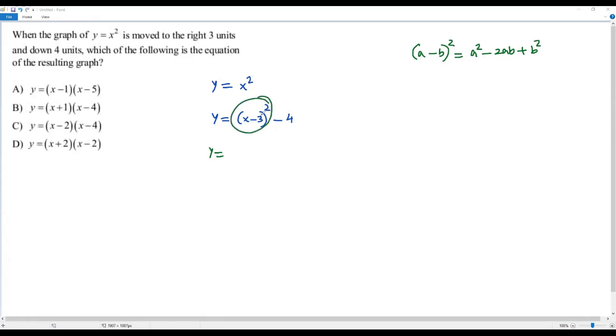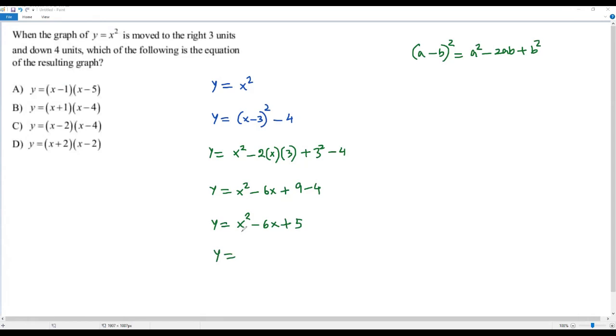Now to get the expansion, we have to use the trinomial. In the place of a, we write x. In the place of b, we write 3. Then we get x² and −2ab, that is 2 times x times 3, and for b², we write 3². At last, we write this −4 as it is. We get y = x² − 2x times 3, that is 6x, + 3² is 9, − 4. So y = x² − 6x. When I combine this positive 9 and negative 4, I'm getting positive 5.